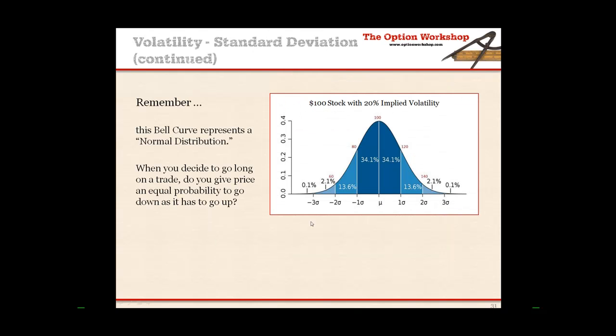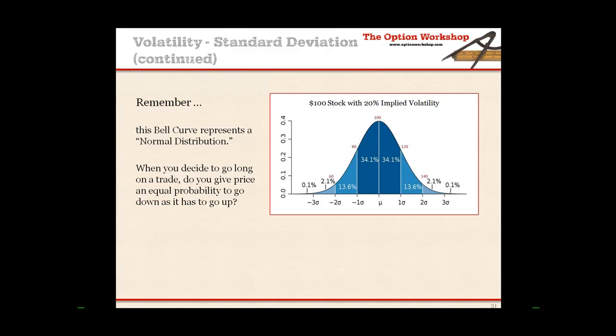Here's our standard bell curve. This curve gives an equal probability of the stock price of 100 moving up to 120 as it does to moving down to 80. If we're getting into a position and we're bullishly biased doing a bull spread, and we think that the stock has an equal probability to go down as it does to go up, well, we really have no business getting into that bull spread.